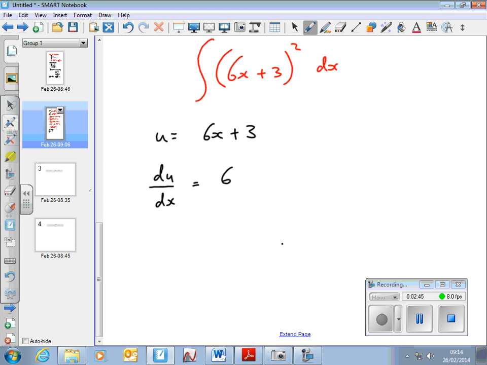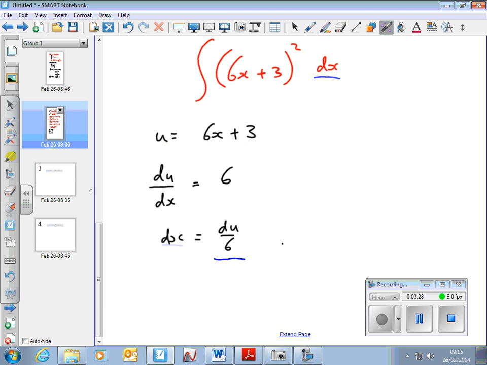du/dx equals 6, so that I can express dx in terms of du. So I've just got to now rearrange this little equation to get dx equals du over 6. In other words, I just move the dx up to that side and then bring the 6 down. So that's effectively what we do. Now make the substitution. I'm going to replace 6x + 3 in here with u, and I'm going to replace dx here with that. So rewrite the integral, making the substitution.